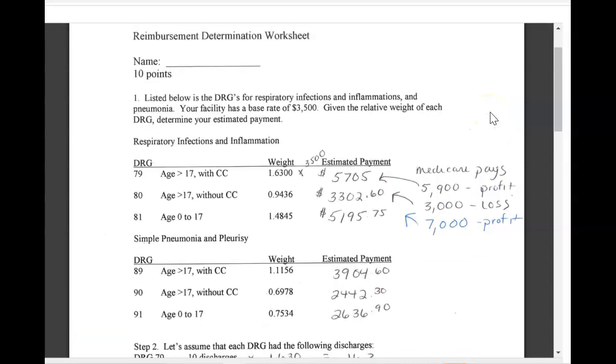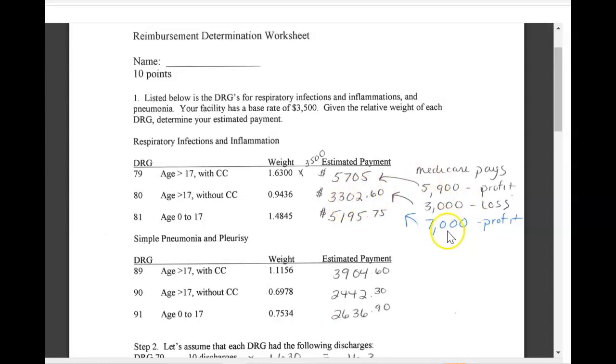Okay, a couple of different things that I do want to talk about. Let's state that Medicare for this DRG 79, they pay $5,900. Okay, keep in mind, Medicare pays you $5,900 and your hospital's only charging $5,705. It's a profit because you get to keep that money. You don't have to return that at the end of the year. Okay, but let's say DRG 80, your cost for that DRG at your hospital is $3,302.60 and Medicare only pays $3,000. That means you're taking a loss.